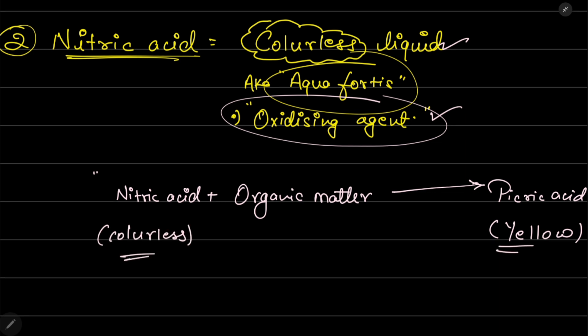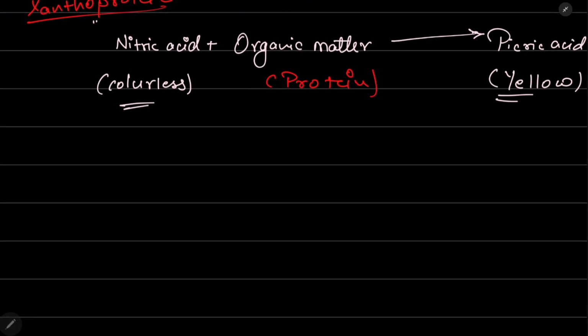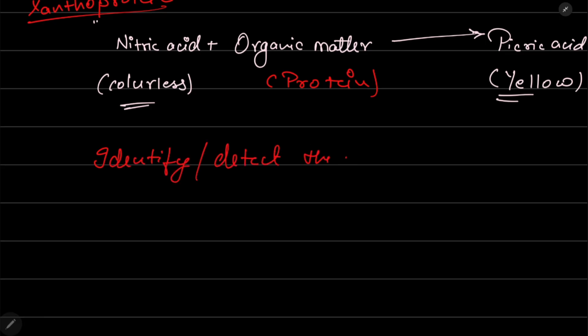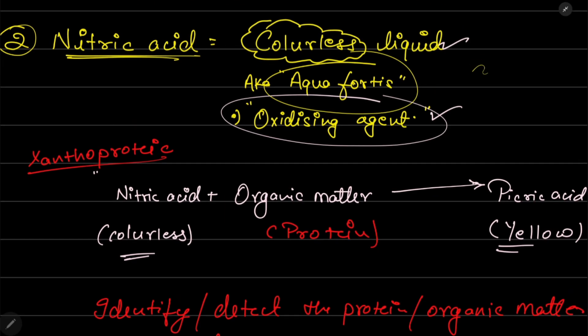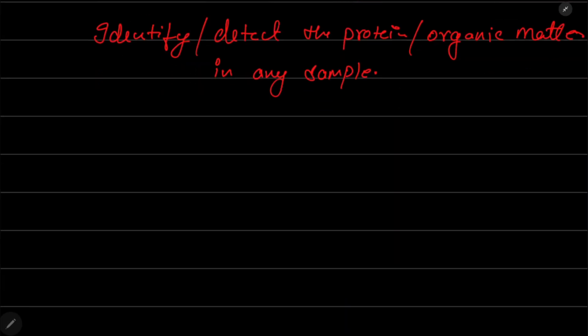This is nothing but the very famous xanthoproteic reaction. Why proteic? Because it reacts with the protein inside organic matter. So it can be used to identify or detect proteins or organic matter in any sample. There is one more important property: it is a fuming liquid. It forms fumes, so inhalation of these fumes of nitric acid can be more dangerous.